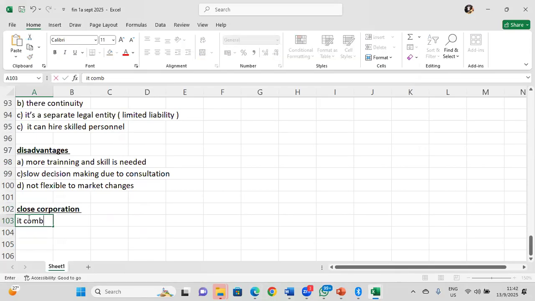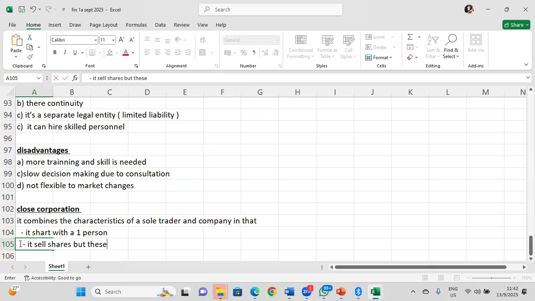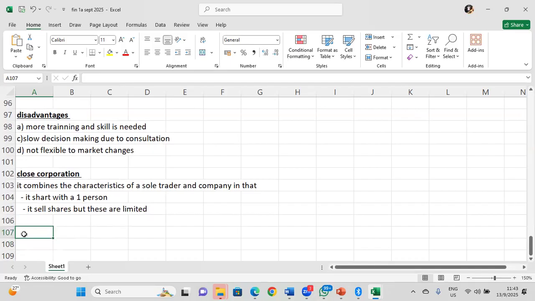It combines the characteristics of a sole trader and a company, in that it can start with one person, and also it can sell shares, but these are limited.